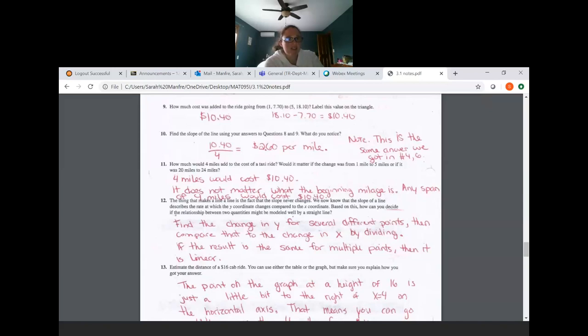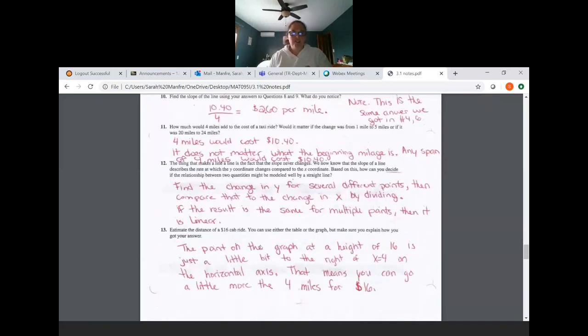Right here, it says that, in fact, the slope of a line never changes. We know that the slope of a line describes the rate at which the y-coordinate changes compared to the x-coordinate. How can you decide if the relationship between two quantities might be modeled well by a straight line? So if you calculate the slope from 2 or 3 points and you always get the exact same slope, then that means that it is going to be linear. If you calculated the slope between two different sets of points and the slope was different, then it would not be a linear function.